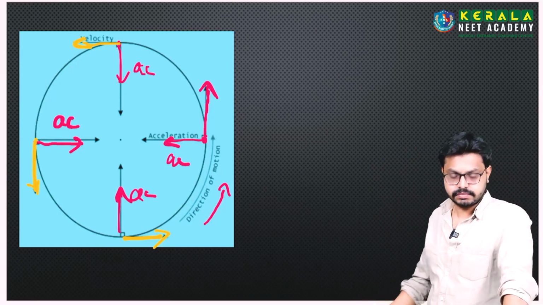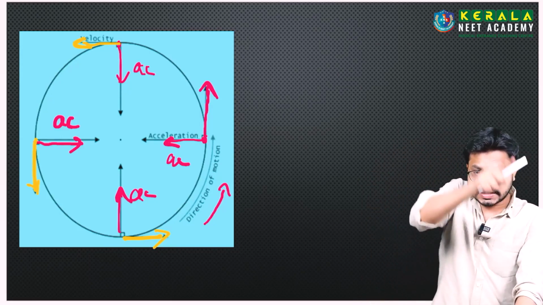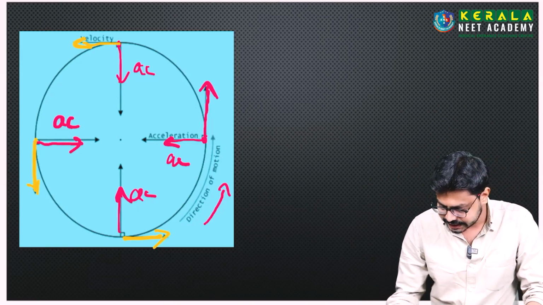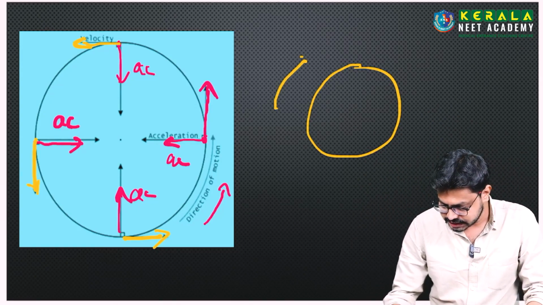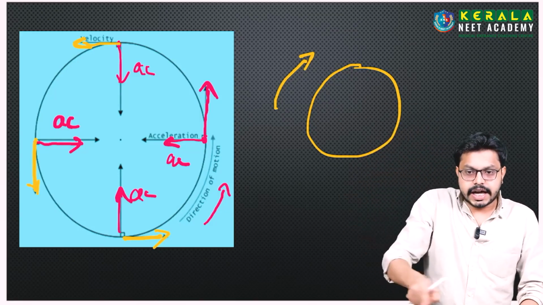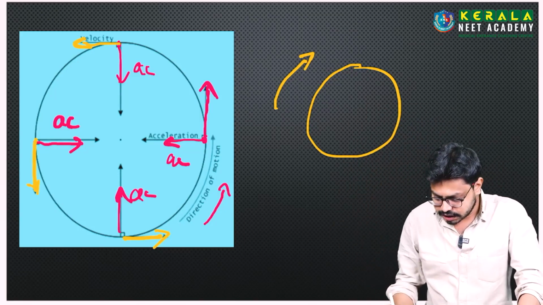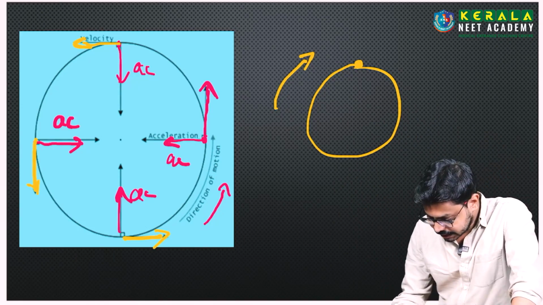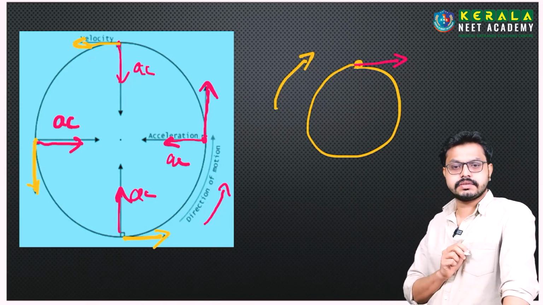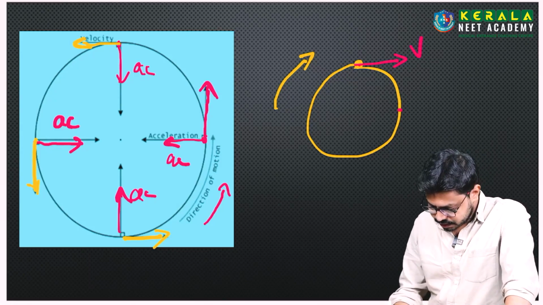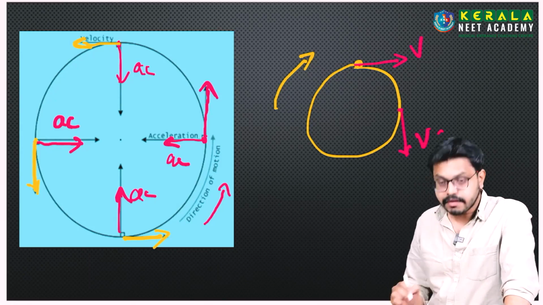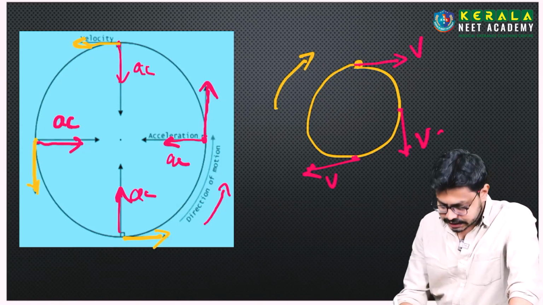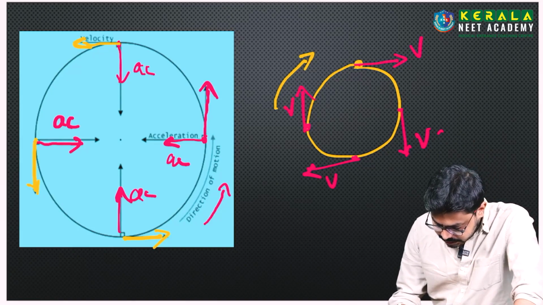Take the tangent. If the body is rotating in the opposite direction, that is in the clockwise direction, what will be the direction? If this is the direction of circular motion, and you take a point here, what will be the velocity direction? This will be the velocity direction. At this point, this will be the velocity direction.